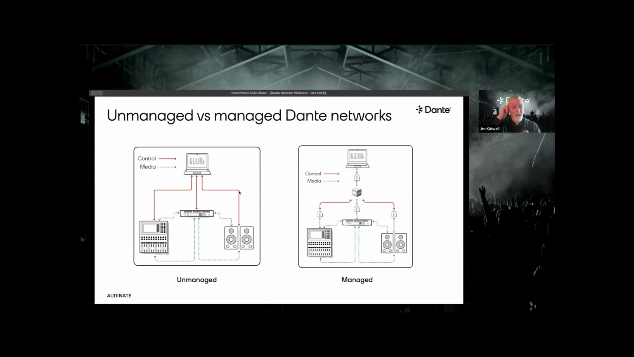Okay, so the first thing that we really need to understand when we're talking about Dante Director is the difference between an unmanaged versus a managed network. If you have a number of devices in, say, a room right now, and you're connecting them all using Dante Controller and routing all of your signals, that is what we consider an unmanaged network. It doesn't mean that you're not actively saying, "Hey, I'm telling it where to go." It's just what we define as an unmanaged network.